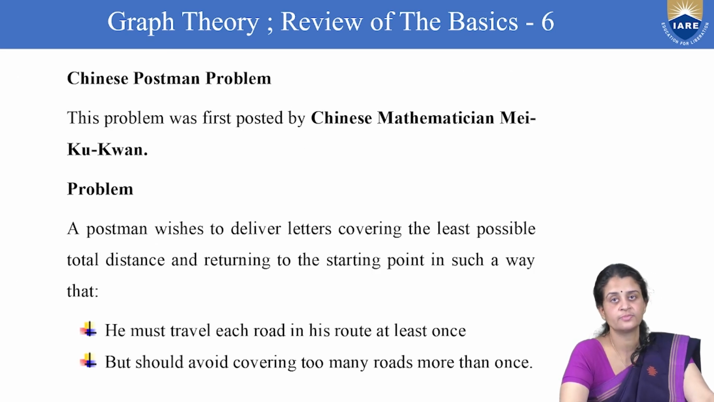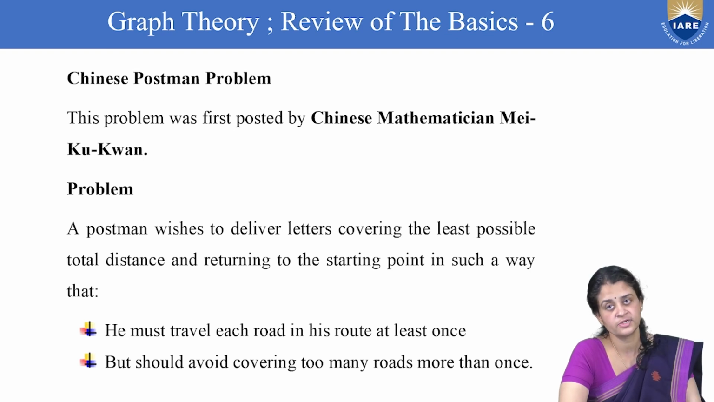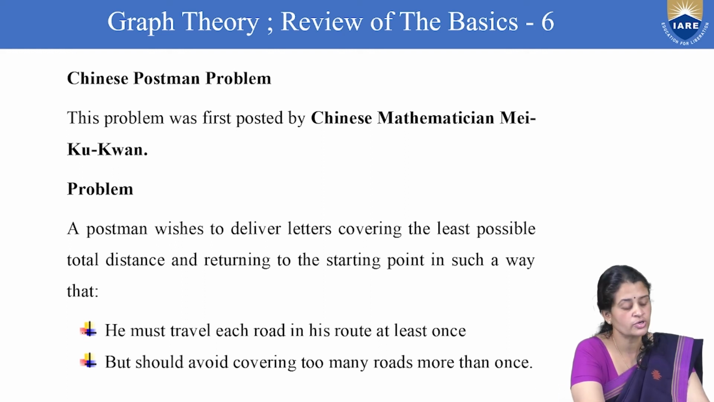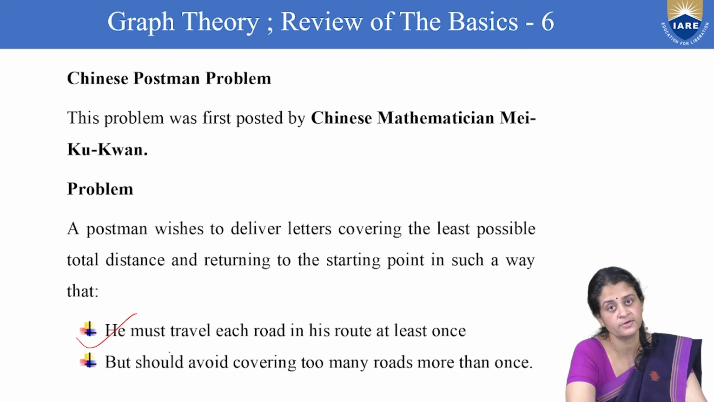Now this is the Chinese postman problem. It was first posed by the Chinese mathematician Mei-Ko Kwan. The problem is that a postman wishes to deliver letters covering the least possible total distance and returning to the starting point in such a way that he must travel each road on his route at least once. But he should avoid covering too many roads more than once. That is, he has to go through each route at least once and should avoid going through the roads more than once.